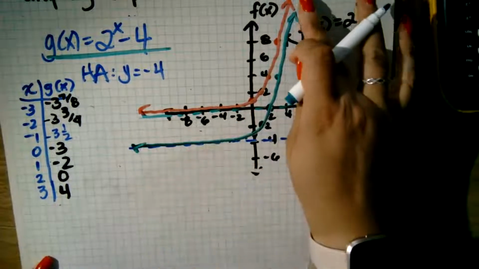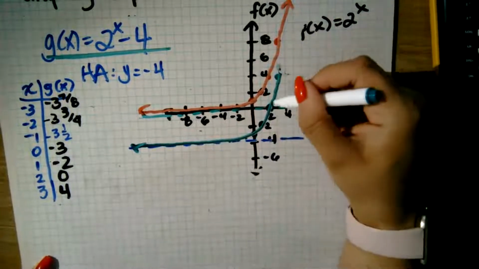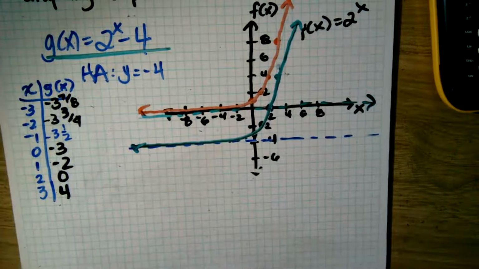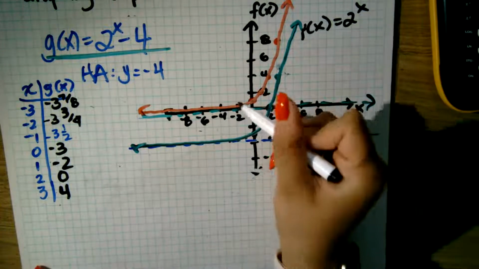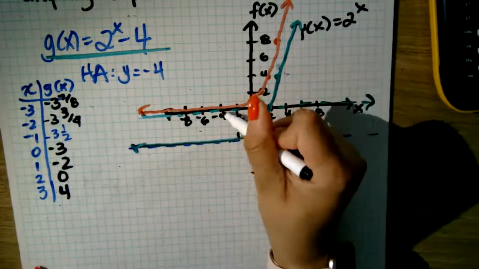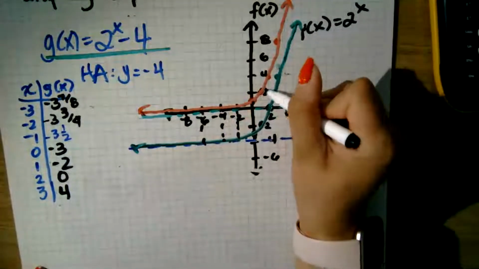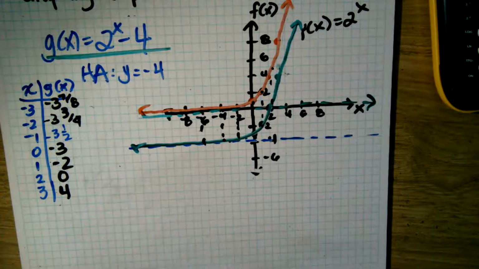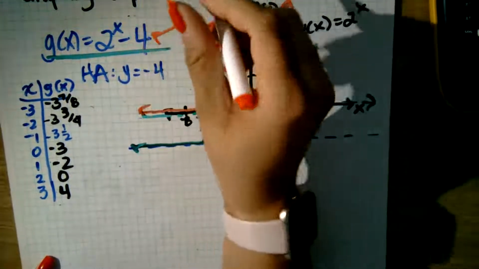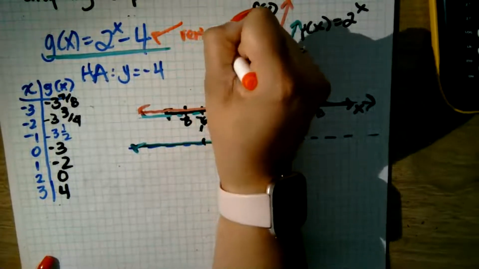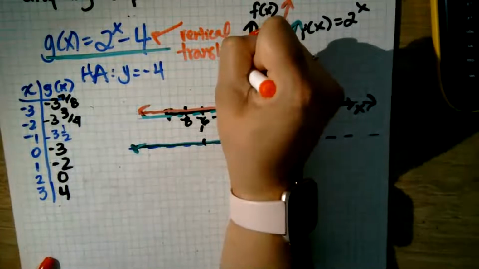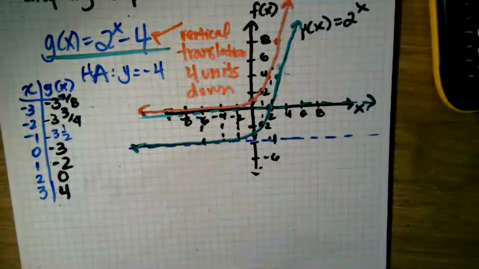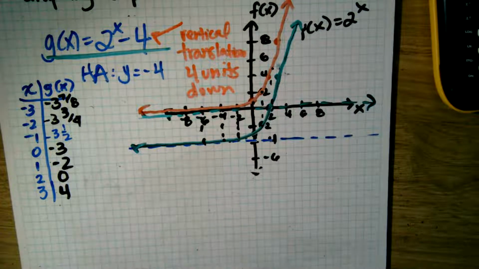If you notice, let me erase that. What happened here? Let's look at the comparison between these two graphs. This graph and this graph are exactly 4 units away. Every single point is 4 units down. So this -4 right here is telling me I have a vertical translation 4 units down.